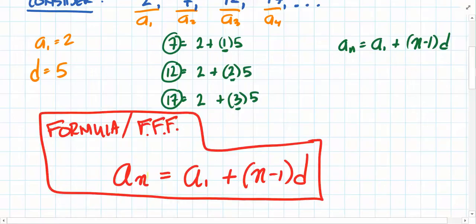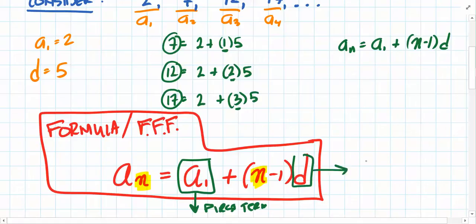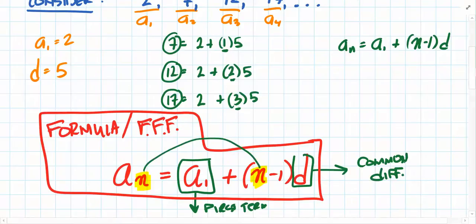I want to point something out to you, that this n down here is the same as that n right there. This a sub 1 stands for the very first term, which I think we all know. And this d over here stands for the common difference, which I think we all know too. And of course, these n's match up. And we're going to use this in the next example.